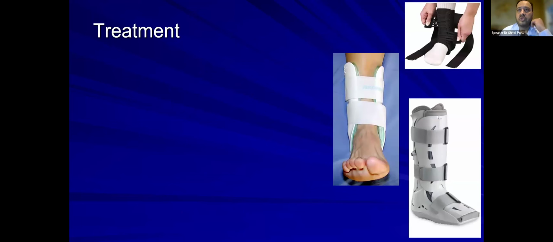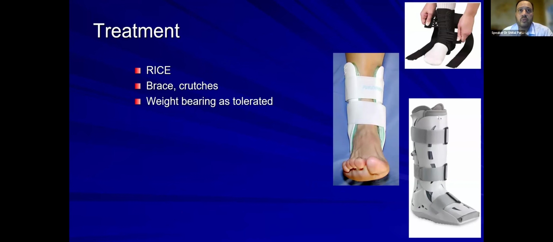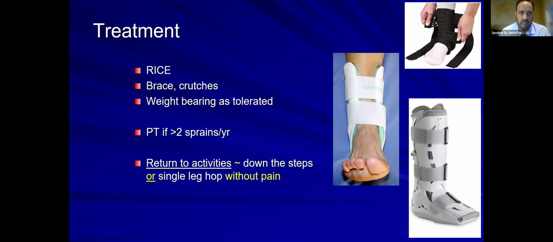Treatment: you can use a brace of your choice. I like to use the air cast, but we also have a stirrup brace, sometimes a boot if the patient needs a little bit more protection. The RICE principle is rest, ice, compression, elevation, then brace and crutches till the patient is able to bear weight without a limp, and then physical therapy if the patient has more than 2 sprains in a year. Not every patient needs physical therapy. And return to activities when the patient is able to single leg hop without pain, they can get back to activities.